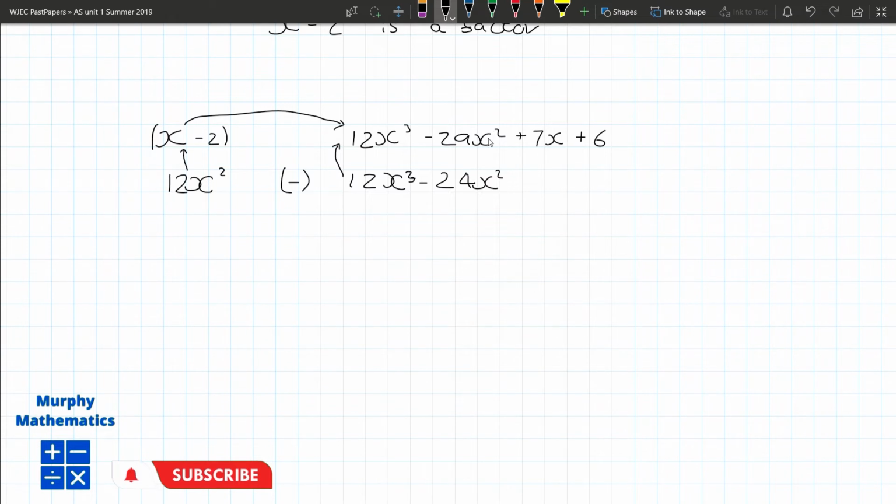We're going to have minus 29x squared minus 24x squared. So we're going to have negative 5x squared left. So here we go, we've got minus 5x squared, and we're going to have this plus 7x plus 6. Okay, now we need to times it by something else. To get to minus 5x squared, we're going to do minus 5x. So we're multiplying x minus 2 by minus 5x. So what we're going to have is minus 5x squared.